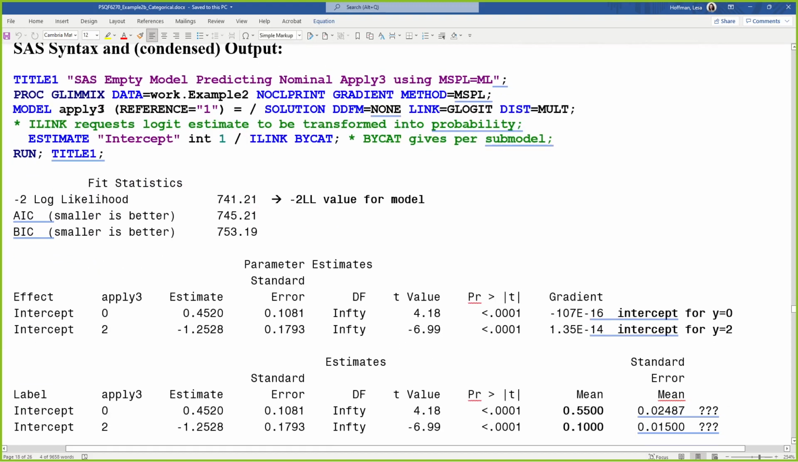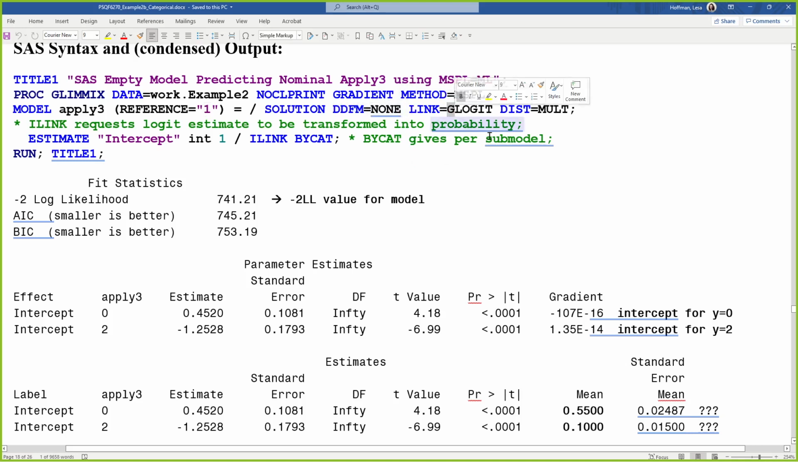So then in Glimix, you have to tell it what your reference is. The way that SAS does this is that it wants to know specifically which answer is the reference. You could have a string variable in which you have words instead of numbers, and it will still take it. But 1 is the reference category that I've chosen for this. We still have the same denominator degrees of freedom being turned off, so the results match across programs.